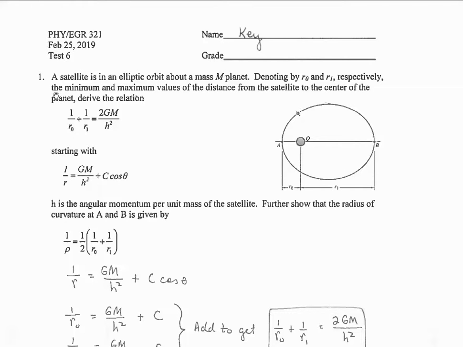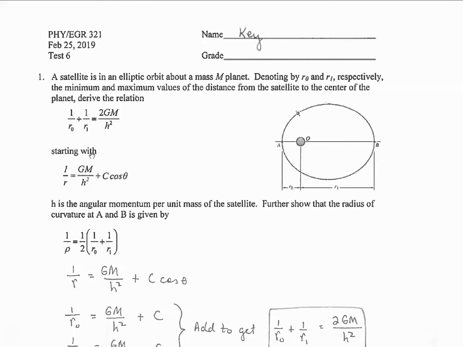This is the key to test 6. We have a satellite in an elliptic orbit about a planet of mass M, right here. Denoting by R0 and R1, these quantities right here, respectively, the minimum and maximum values of the distance from the satellite to the center of the planet, we want to derive this relationship right here.